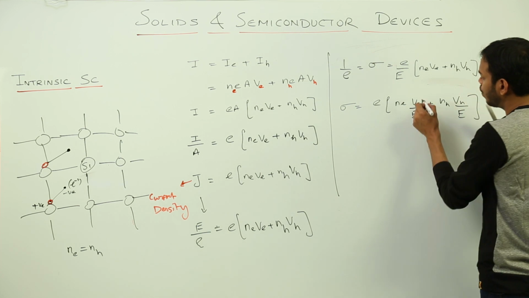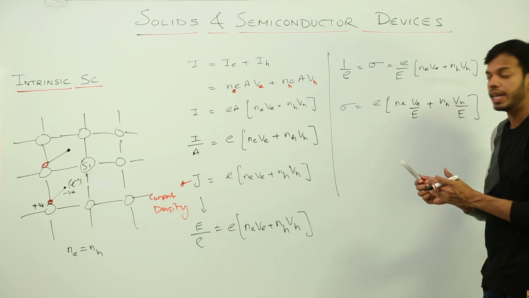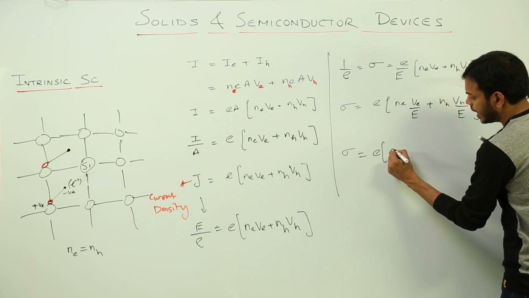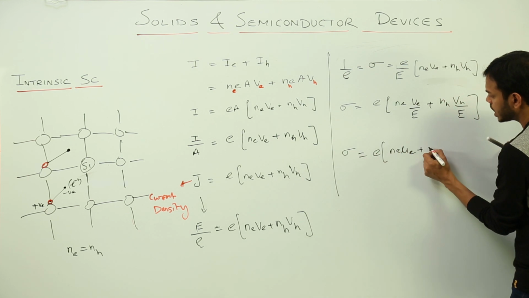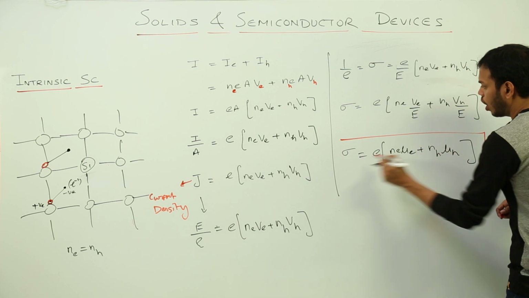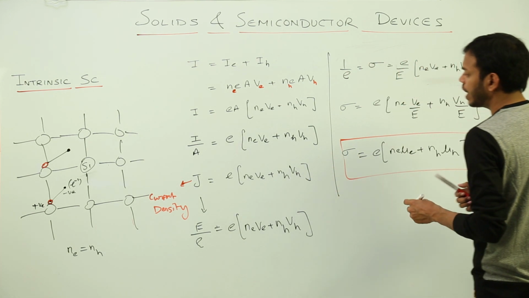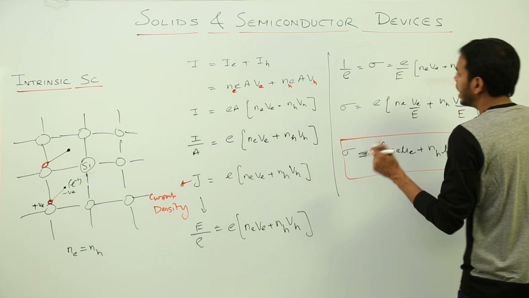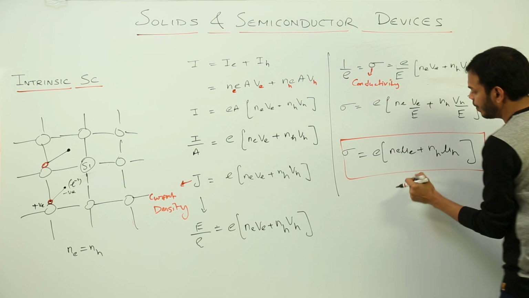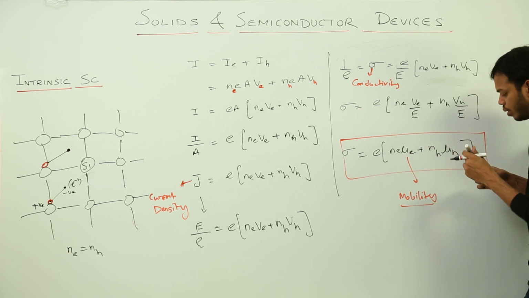Why I did so? Because what is this? Drift velocity upon electric field. So drift velocity per unit electric field is called mobility. So mobility is mu. So sigma, which is E, Ne mu E plus NH mu H. This is the final equation of relation between mobility and conductivity in case of semiconductor. So what are the terms which we have used here? One was current density, another one is this, which is conductivity, and lastly drift velocity per unit electric field, which is mobility, right? Note this expression please.